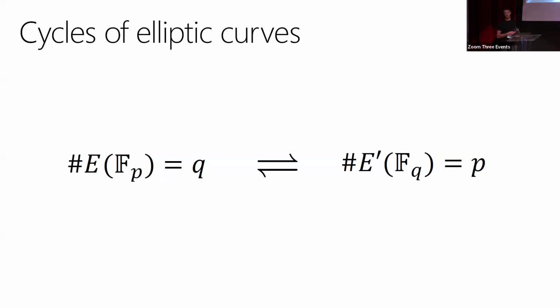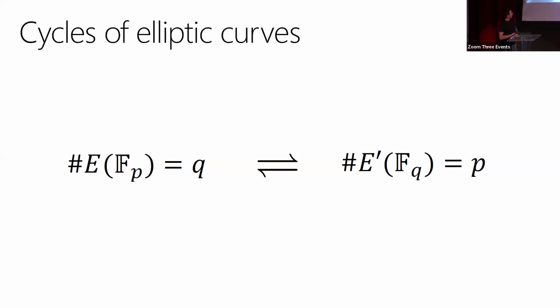But the most elegant way to have an infinite recursion is to have a cycle of elliptic curves. We use this symbol in the middle to denote a cycle. Here we've got the most elegant, simple way to do things, which is an elliptic curve over FP with group order Q, and another elliptic curve over FQ with group order P.